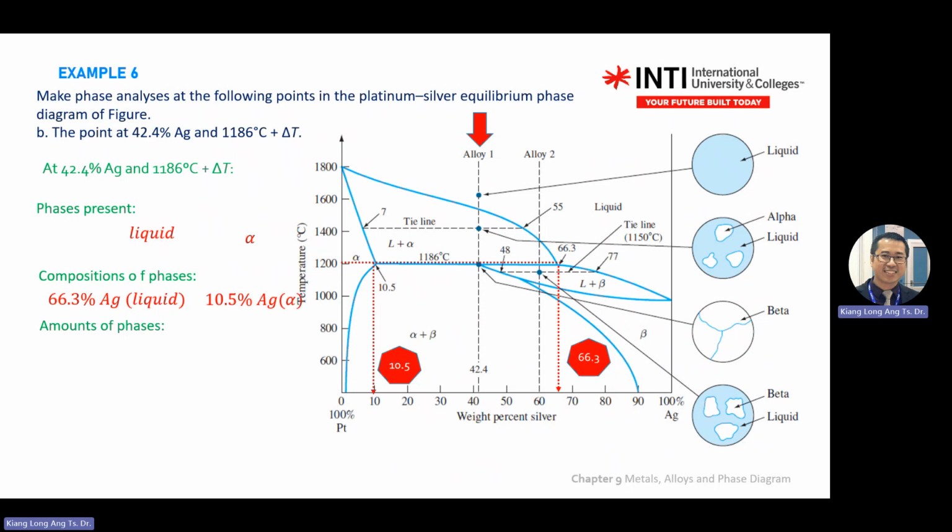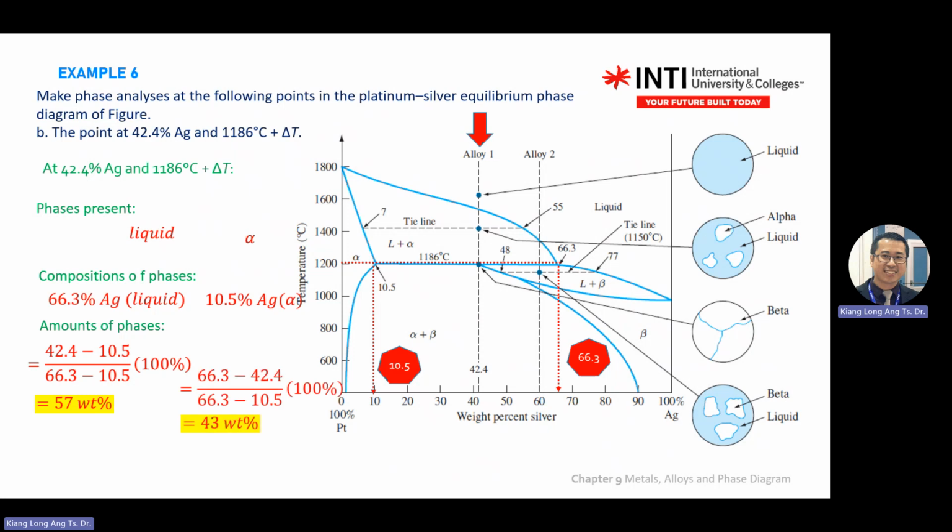Amount of phases using tie rules. Right, the 7 wt%. So again, for liquid, you read from this side, here to here, divided by total length, because you're looking at liquid. For alpha, you read from here. Okay, or for the solid, if you're lazy, you just take 100% minus 57%.